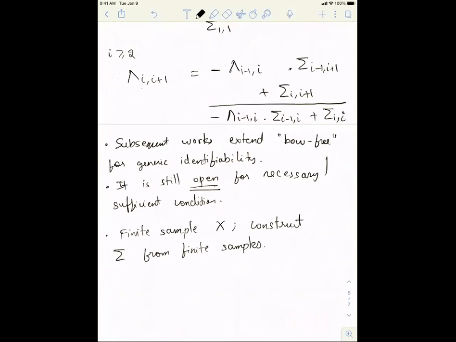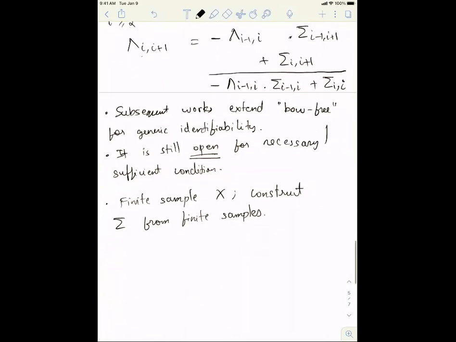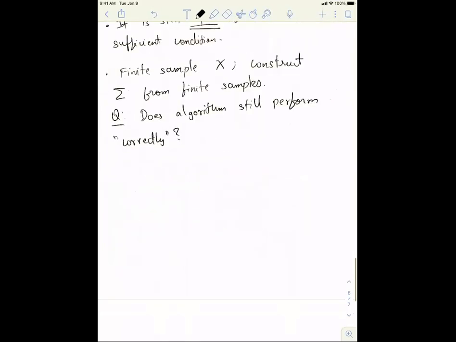And then you usually run such an algorithm, say Foygel et al. or equivalent algorithms. Then the question is: does this algorithm still perform correctly? This is a pretty vague question. So what I mean is the following. More precisely, this is what I'm asking.